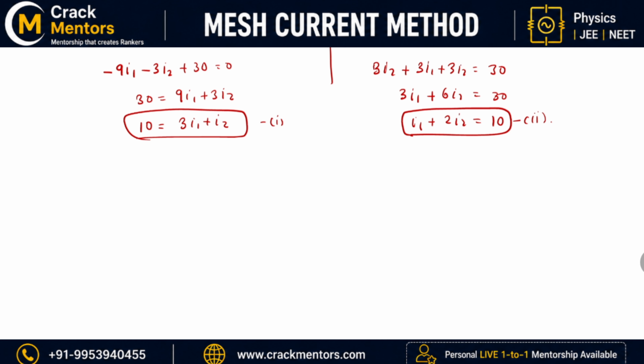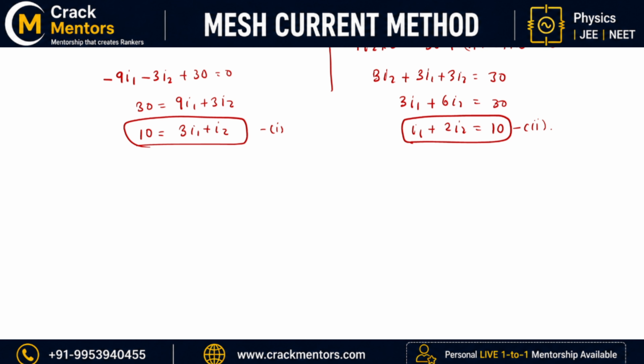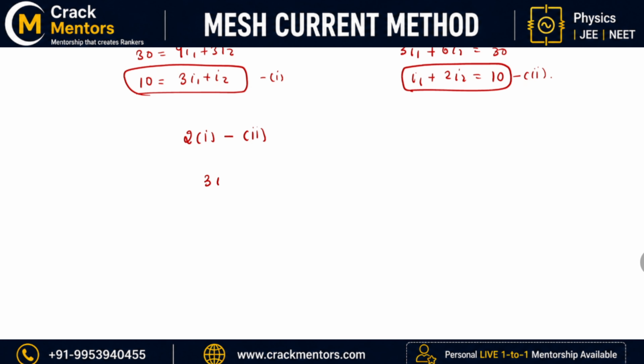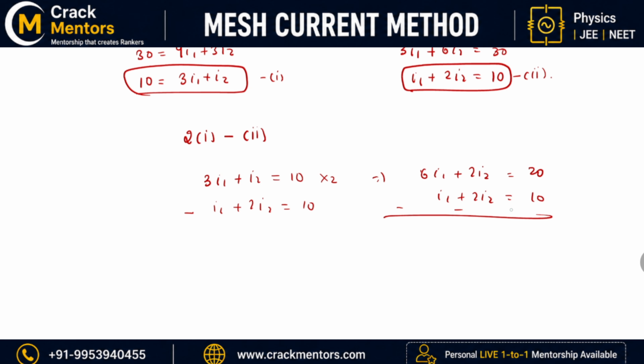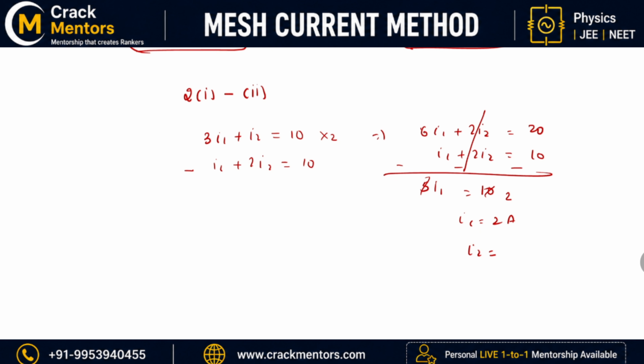Okay, so these are the two equations. I have to eliminate any one of them to calculate the value of I1 and I2. Okay, so can I do 2 into 1 minus 2, right? That will be fine. So I'll be writing 3I1 plus I2 is equal to 10, multiply this whole by 2, minus I1 plus 2I2 is equal to 10. So you will be getting 6I1 plus 2I2 is equal to 20, minus I1 plus 2I2 is equal to 10. Subtract them. So this will be 5I1, this will get cancelled, is equal to 10. What I got finally, I1 is equal to 2 ampere. Solve it for I2. You will get I2 is equal to 4 ampere.